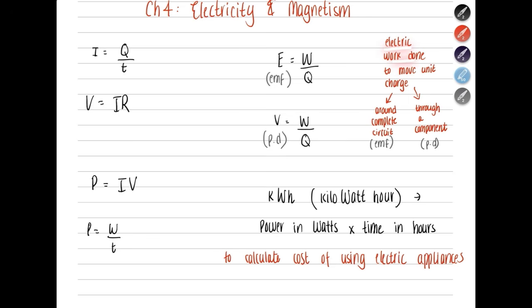Basically, the electric work done to move a unit charge. If you're moving that unit charge around the whole circuit, you're getting EMF. If you're just moving it through a component, for example, a resistor or a voltmeter, that's called the potential difference. The formula is the same, but the symbol is different. EMF has the symbol E, which is work done per charge, and potential difference has the symbol V, which is work done per charge. Again, the formula is the same.